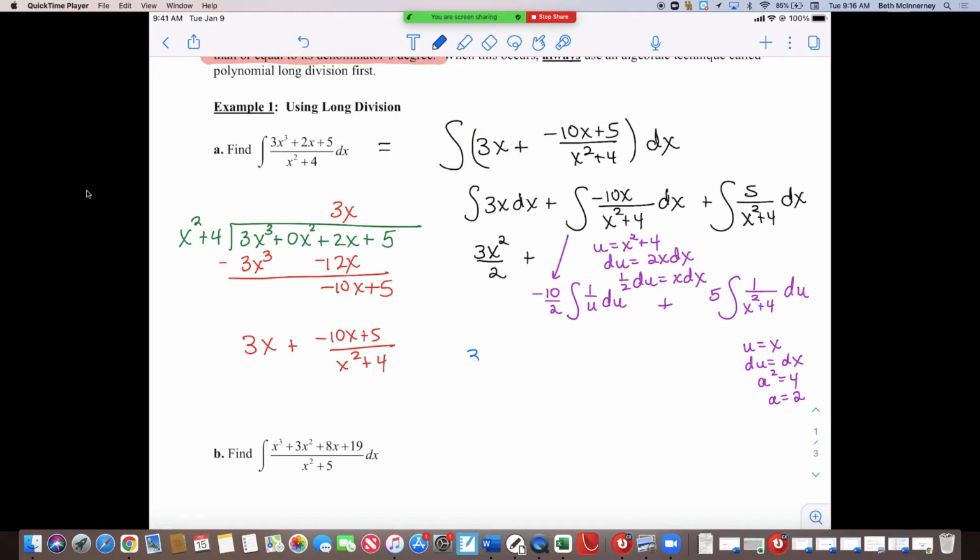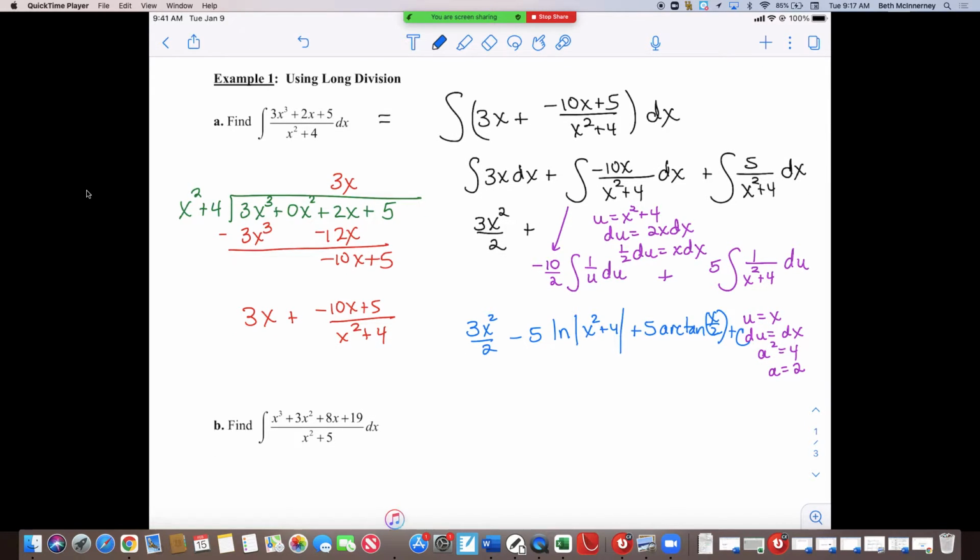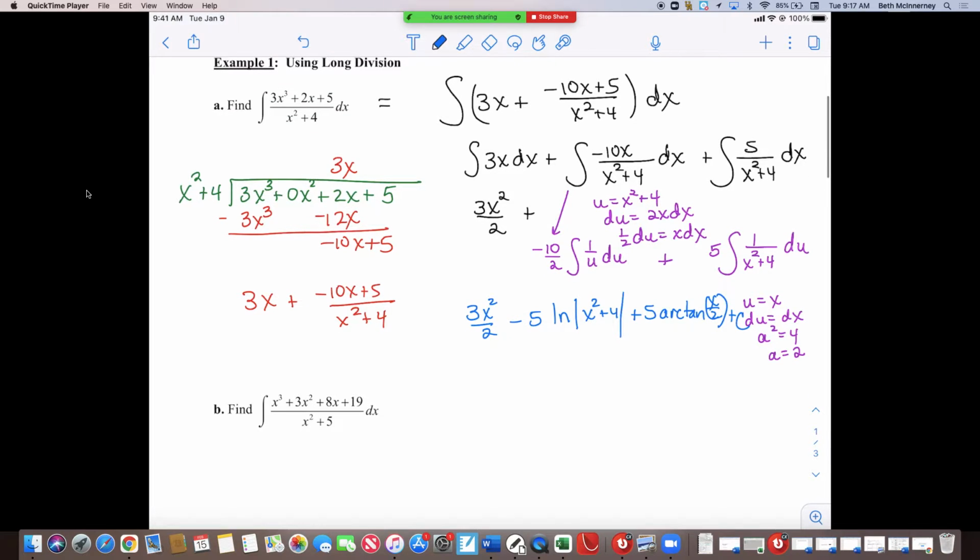So here we go. This is 3x squared over 2 minus 5 natural log. And can we just jump to putting x squared plus 4 back in? Then this one would be arctan x over 2. And then there's my arbitrary constant c. So pretty tough. Okay, this is a pretty tough one. So do you see I used 3 different techniques in this, really 4 if I consider the long division first.